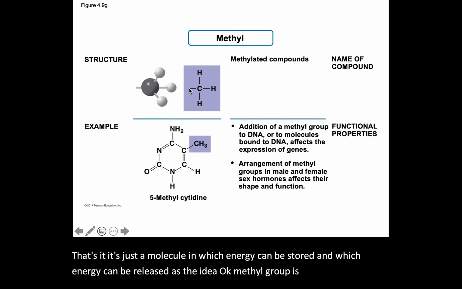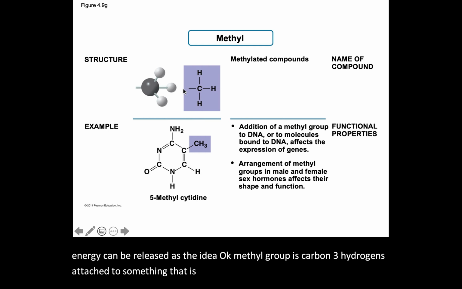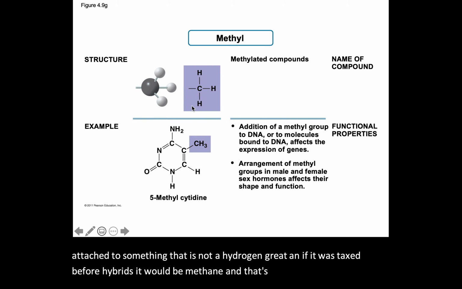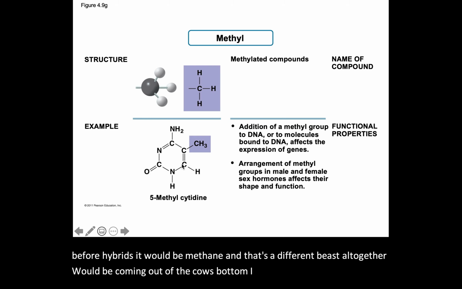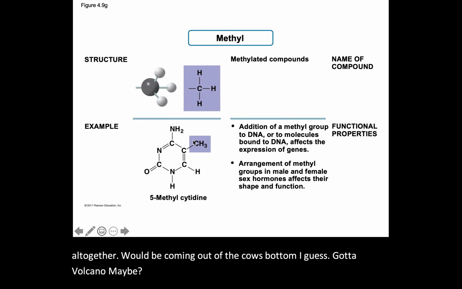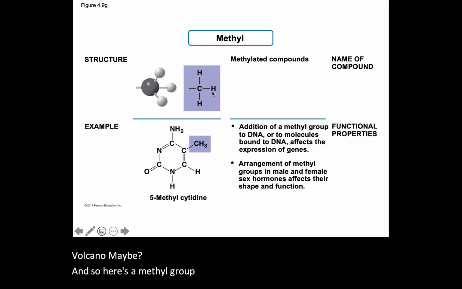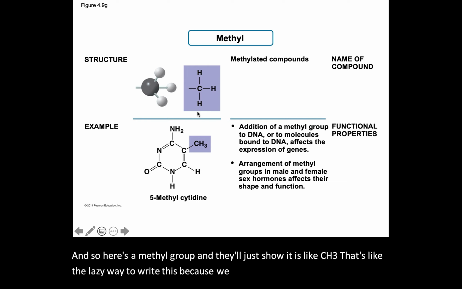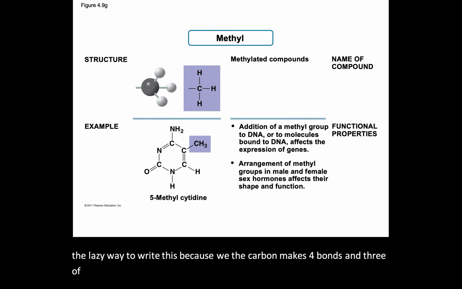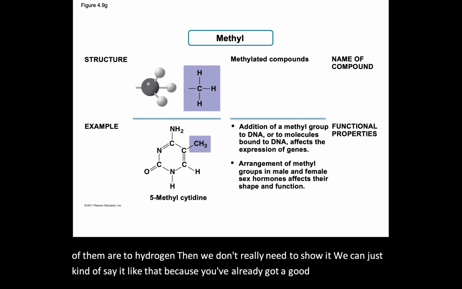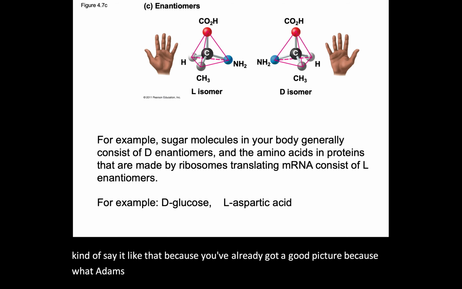Okay, methyl group is carbon, 3 hydrogens attached to something that is not a hydrogen. Great. And if it was attached to 4 hydrogens, it would be methane, and that's a different beast altogether. It'd be coming out of a cow's bottom, I guess. Or out of a volcano, maybe. And so here's a methyl group, and they'll just show it as like CH3. That's like the lazy way to write this, because we know that carbon makes 4 bonds, and if 3 of them are bonds to hydrogen, then we don't really need to show it. We can just kind of say it like that, because you've already got a good picture because you know what atoms do and how they combine.